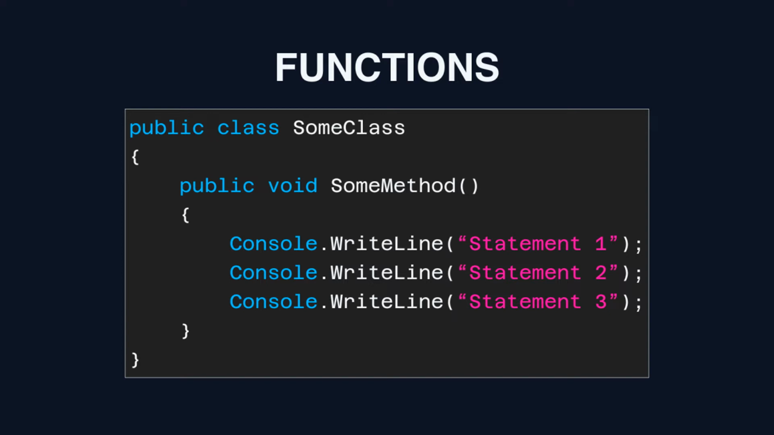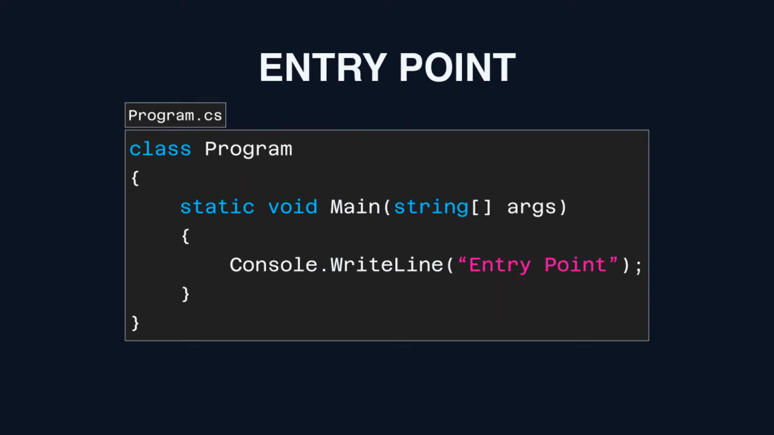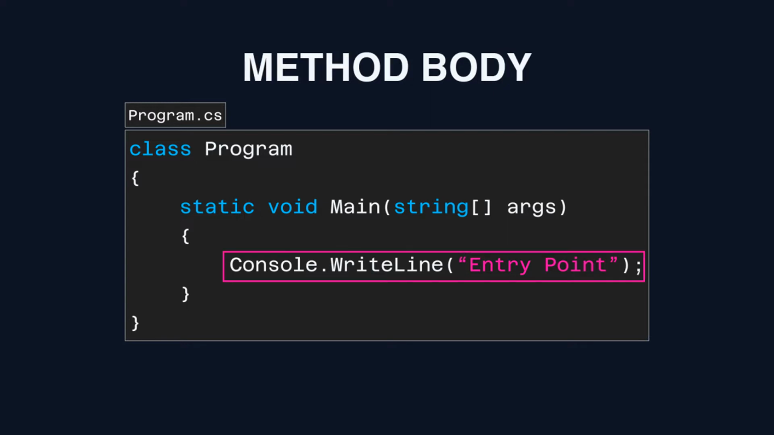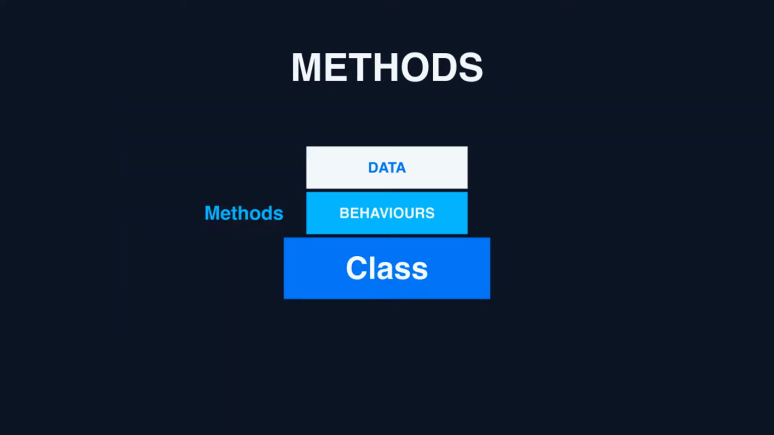So far, we've been using methods without realizing. The program entry point is a method. It's called the main method. It's automatically called when the program starts. Calling a method means that it will run each instruction inside the method's body. The method's body is a section enclosed in the curly brackets. Methods represent the class behaviors.